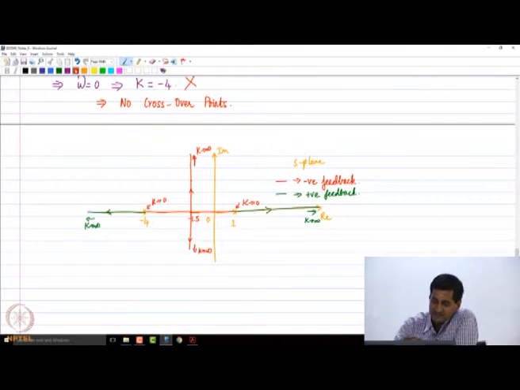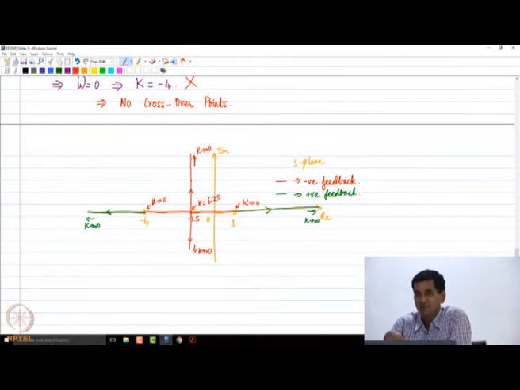So, of course, I think here the value of k was 6.25, right. So, please check this from the previous example, you have to indicate the corresponding points. And what was the value of k at the crossover point? K was 4, right, previously, correct.